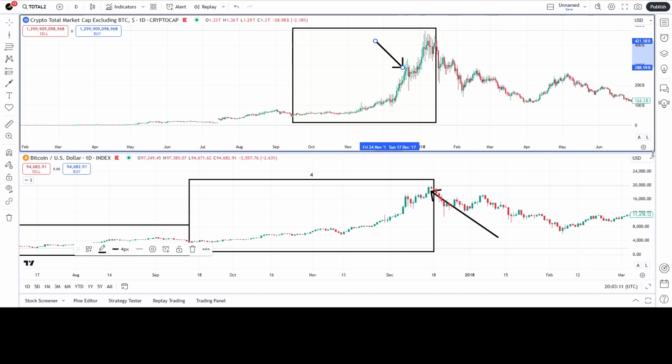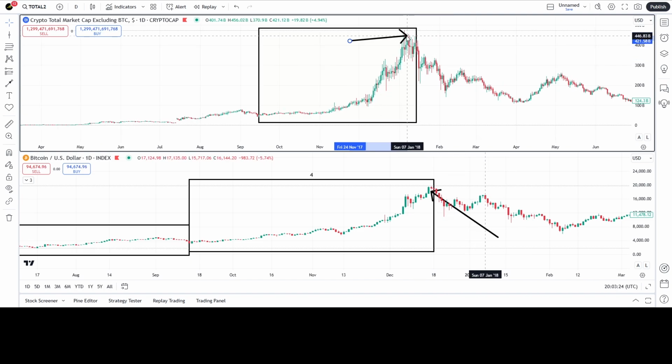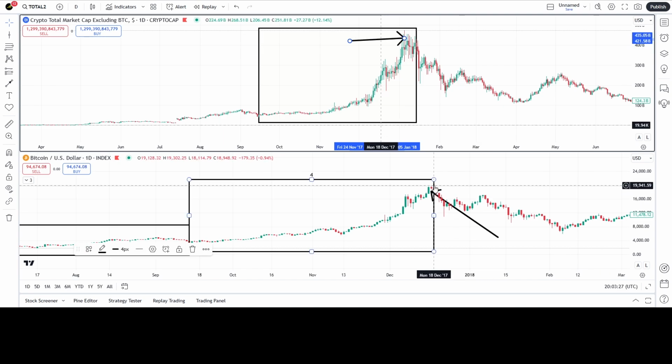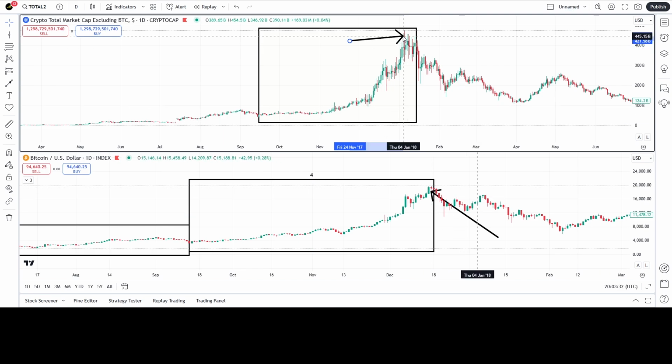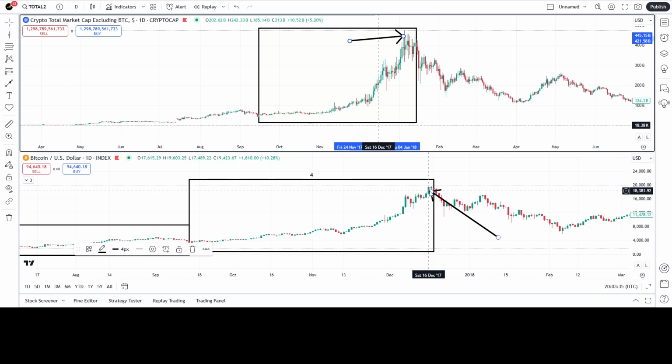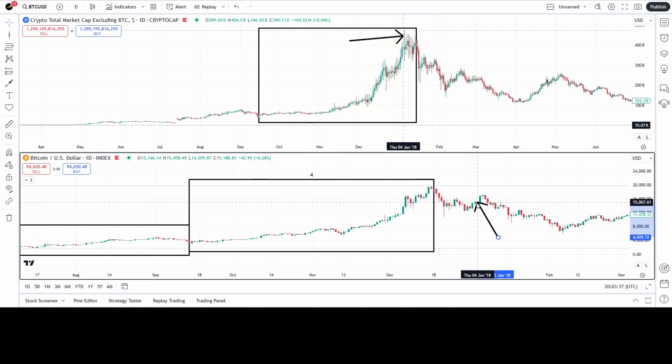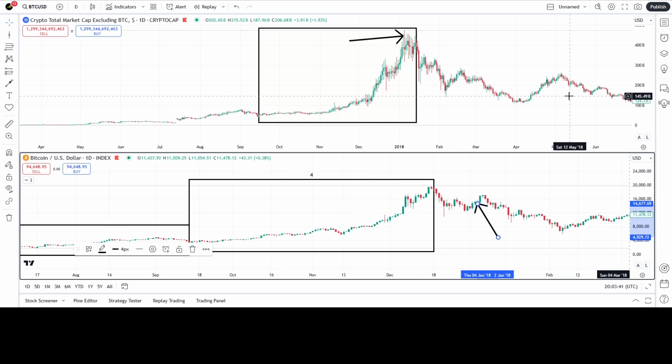So we see that Bitcoin peaks first, and it gives total 2 time to move up into its peak, which takes place later on in 2018 as Bitcoin is in distribution. So by the time the total 2 chart peaks, Bitcoin is already well into its distribution phase over here. So in this example, Bitcoin peaks before the total 2 chart. Let's go look at the 2021 bull run structure.